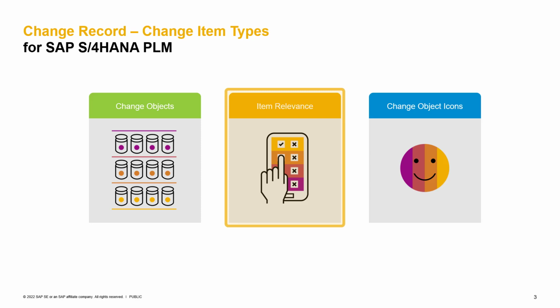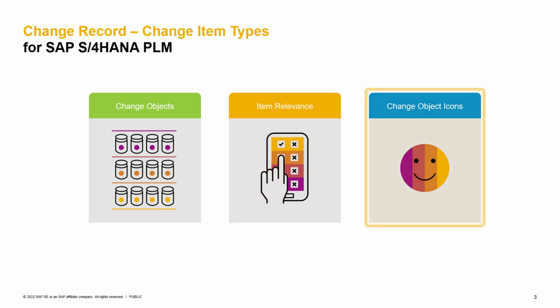SAP is delivering multiple standard relevances, which you will see later in the demo. In addition, I will also show you how the setup of customer-specific relevances in the S/4 customizing works. Lastly, you can also set up customer-specific change object icons, also known as thumbnails, in the system. I will show you where you can find these icons and where you need to maintain them in the customizing.